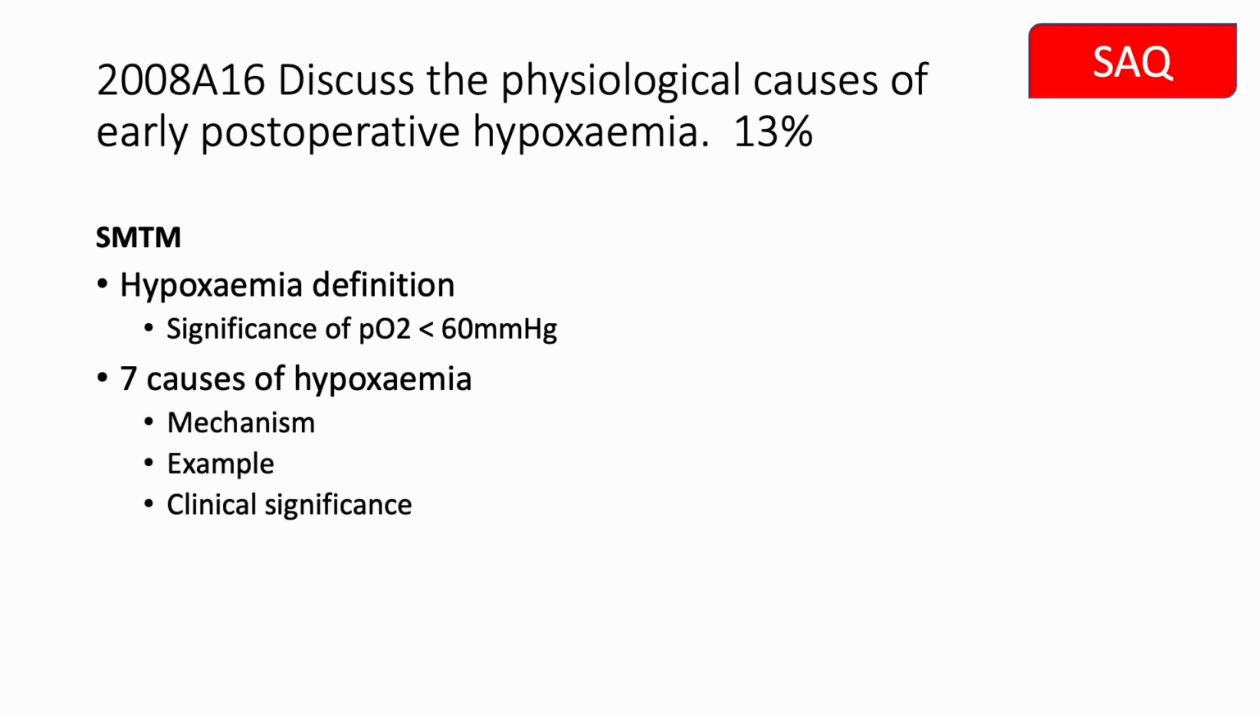And for each of those, you should focus on explaining the underlying mechanisms of how it can cause hypoxemia, give examples of why that mechanism might be activated in the early postoperative period, and try to make a comment about the clinical significance of that mechanism. So in this context, what would make something clinically significant is making a comment about how likely this mechanism is to be activated, and what is its response to supplemental oxygen.